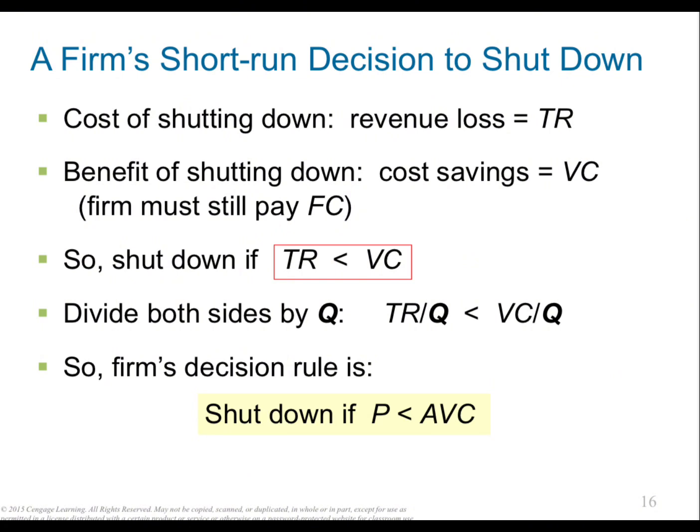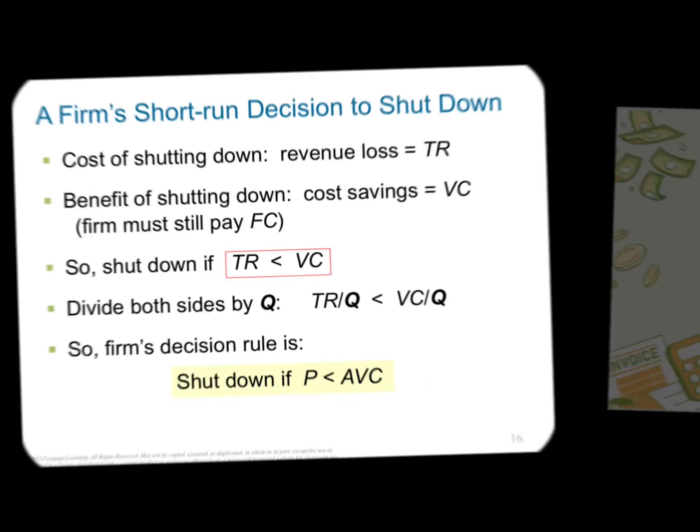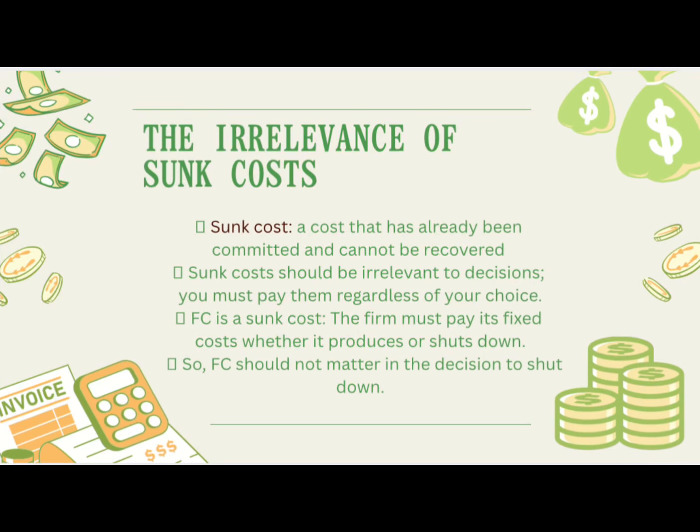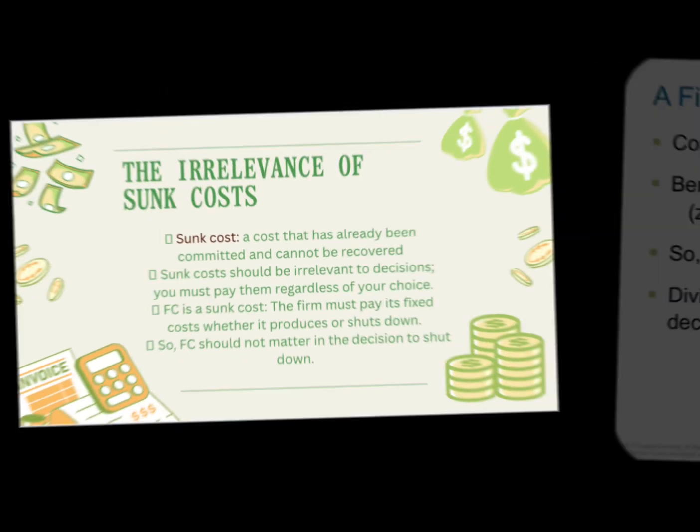In the long run, the rules change because all costs are variable in the long run. A firm exits if P is less than ATC. Fixed costs are sunk in the short run. Sunk costs cannot be recovered and therefore should not affect shutdown decisions. A firm should only compare price to AVC when deciding whether to keep producing.